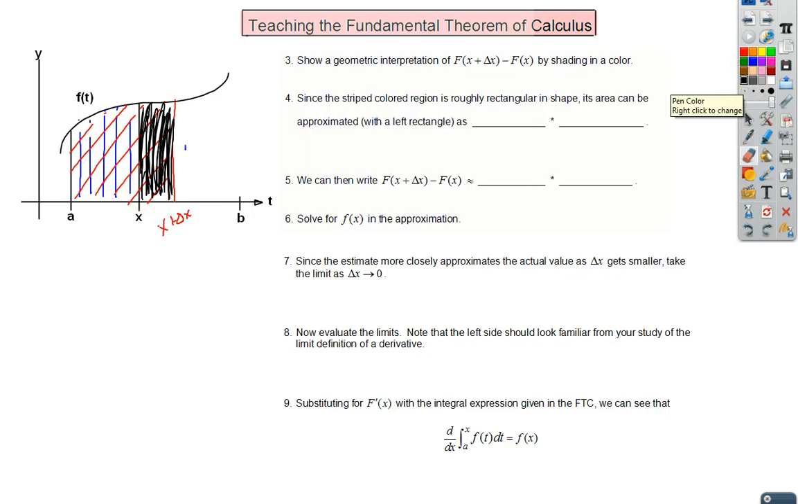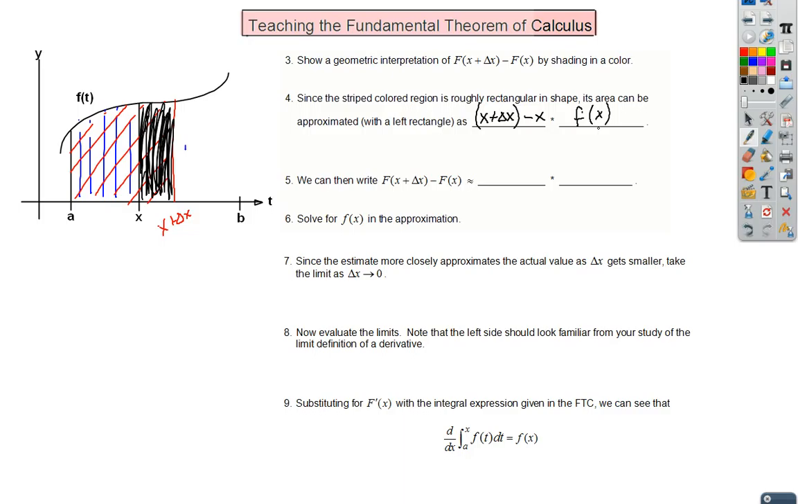It says here, since the striped color region is roughly rectangular in shape, its area can be approximated with a left rectangle. So here again, here's my colored area right here. I'm going to do its width. The width is x plus delta x minus x times my height, which is f of, again, left rectangle, so it's going to be f of x.